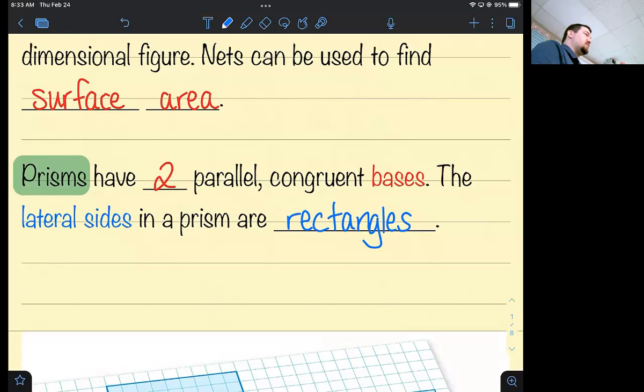Now, prism means something special, though. When you hear the word prism, there are two things you are guaranteed to see on your shape. If it's a prism, it's going to have two bases that are congruent and parallel. Now, we know what parallel means. They're never going to intersect, right? They're the same direction. What does congruent mean? Anyone know what that word congruent means right there?